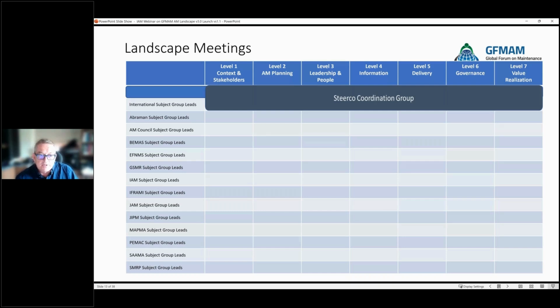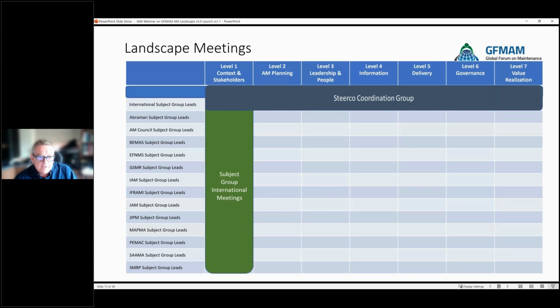So the international subject group leads were selected to lead on behalf of all professional bodies for each of those 7 subject group areas. And as I said, Brian from the IAM was the international subject group lead for subject group 7, value realization. So that was coordinating at a high level. We then had within each subject group international meetings where each of those professional bodies, if they chose to, had a representative.